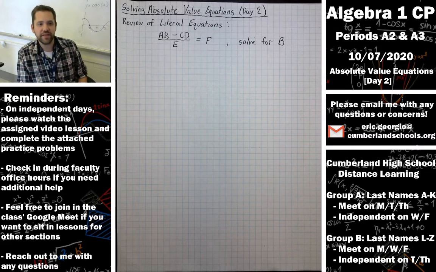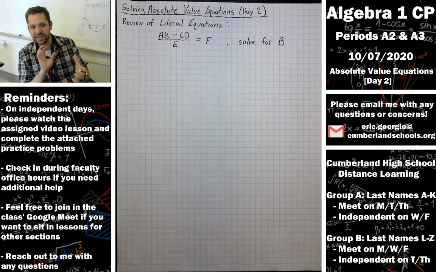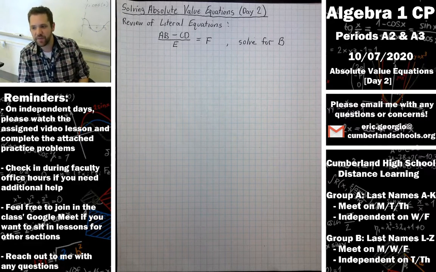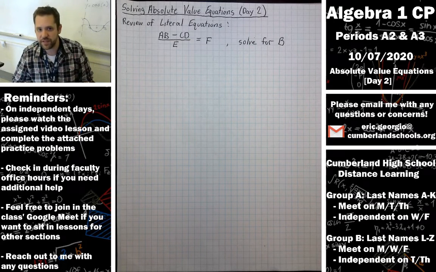Today, what I would like to do is continue our discussion of solving absolute value equations, specifically focusing more on problems where you have operations outside of the absolute value symbol that you have to do before you tackle those operations inside of the absolute value symbol after splitting off your problem into two pieces.